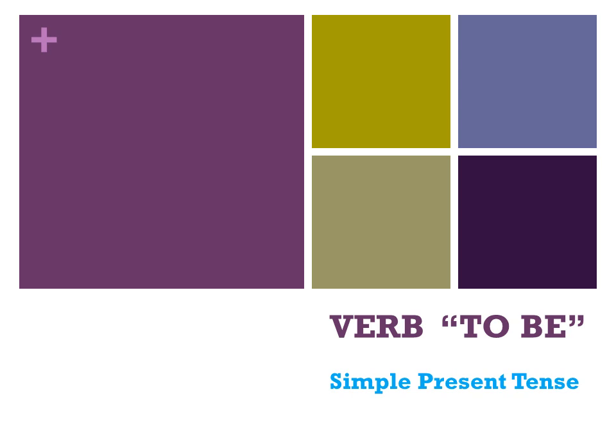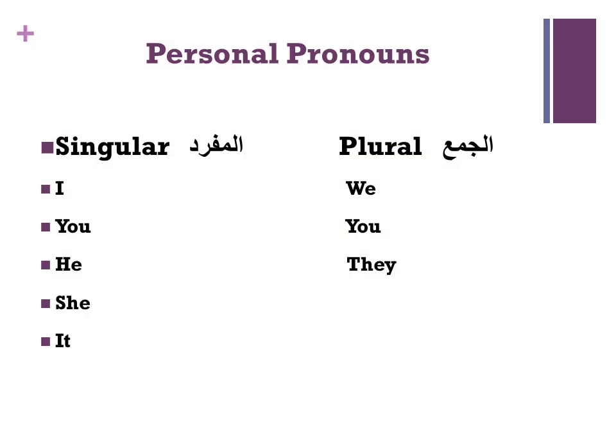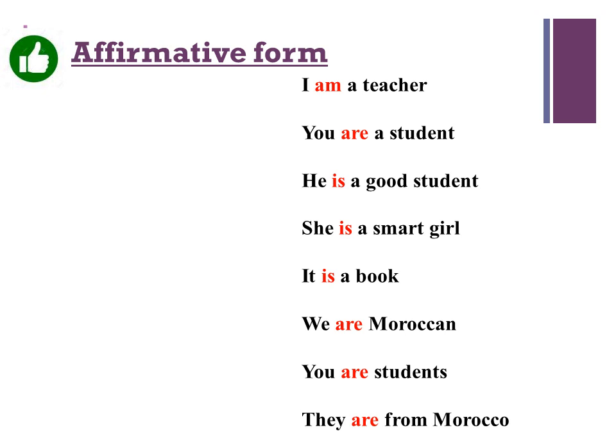Let's get started. So we're going to start with personal pronouns in English. So we have singular and plural. Singular pronouns: I, you, he, she, and it. Plural: we, you, and they. So let's have a look at the examples to understand when we use these pronouns. We're going to start with the affirmative form, the positive form.